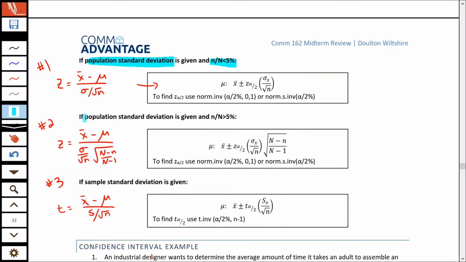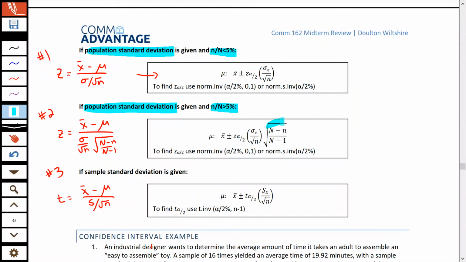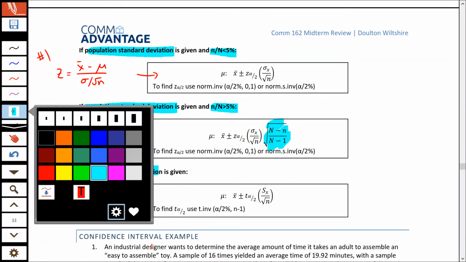We're in situation number 2 if we have the population standard deviation and that sample size is more than 5% of our population. This is where we need our finite correction factor. And remember, that extra term, that's just the finite correction factor there. And if we have our sample standard deviation instead of population, this is when it is the T distribution instead of the normal distribution. And you'll see that 3 and 1 look exactly the same, except that we're using the T value instead of Z, and we have S, which is our sample standard deviation, instead of sigma, which is our population standard deviation.